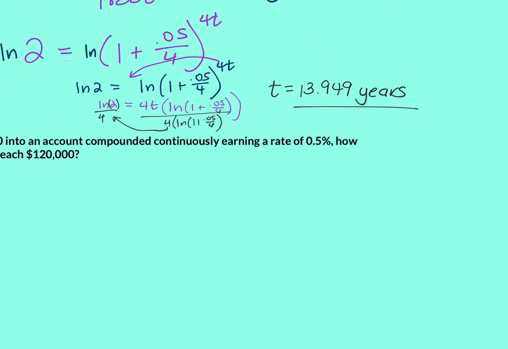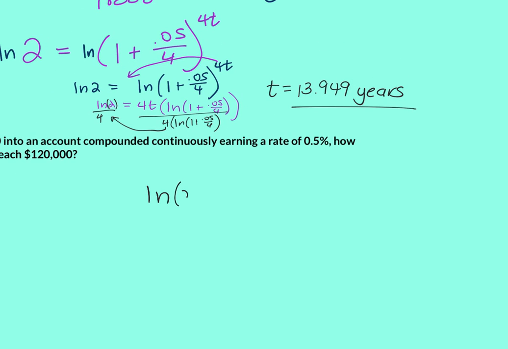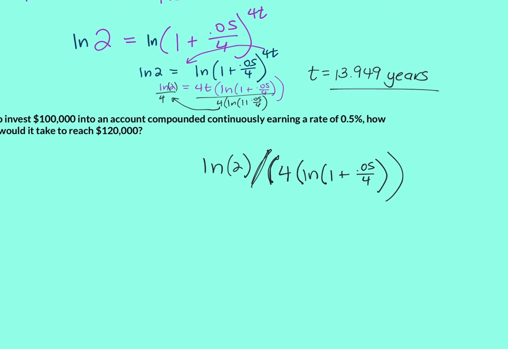Yeah, so I did ln of 2. Close your parentheses after the 2. Divided by, open your parentheses, 4. I open the parentheses to do times. Ln, it opens the parentheses. 1 plus 0.05 over 4. Close them. You could close them again, but you don't even need to. As long as you open them after the divided by, it should give you the same answer.